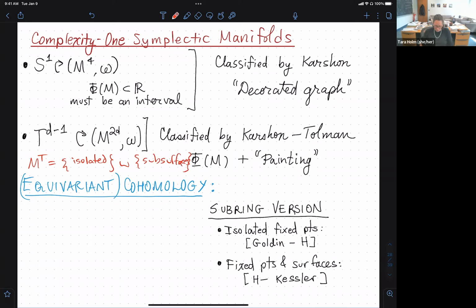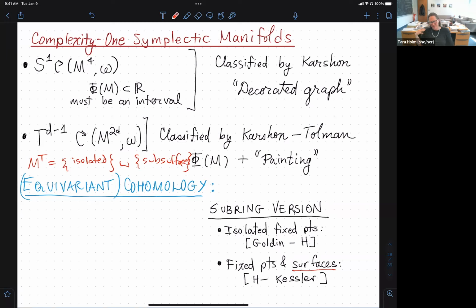And some old work I did with Rebecca Golden computes the subring version in the case when you have isolated fixed points. And then the first paper that I referred to on the very first slide, and I'll have the arXiv link again at the end, Liat and I were able to extend this to the case where you have fixed subsurfaces. So we have a subring description, and this subring version.